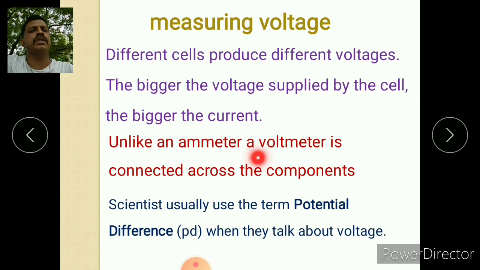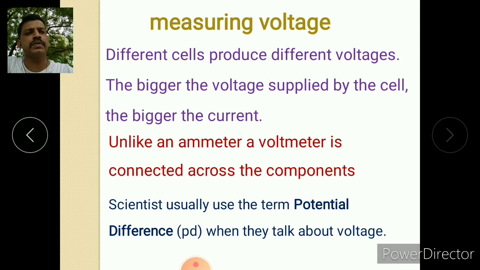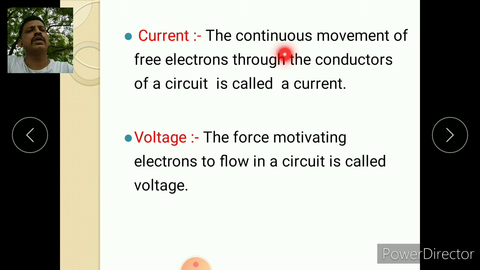Unlike an ammeter, a voltmeter is connected across the components. Scientists usually use the term potential difference, PD, when they talk about voltage, because it is the difference between two terminals of potential. Current: the continuous movement of free electrons through the conductor of a circuit is called current. Voltage: the force motivating electrons to flow in a circuit is called voltage.